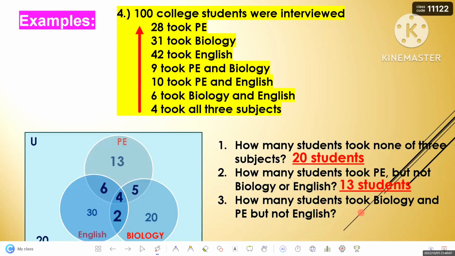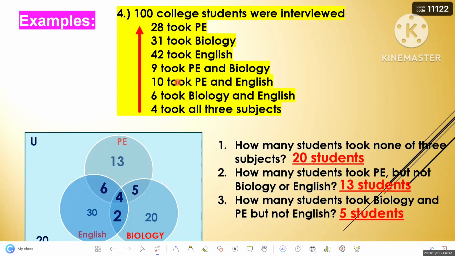Now, let's answer number 3. How many students took biology and PE but not English? Analyze natin. Kumuha ng biology at PE daw. Pero, hindi English. So, obviously, ito yon, PE at biology. So, ang kanilang intersection is 5. 5 kaya ang tamang sagot? That's correct. 5 students who took biology and PE only. Hindi siya kasama ang English.